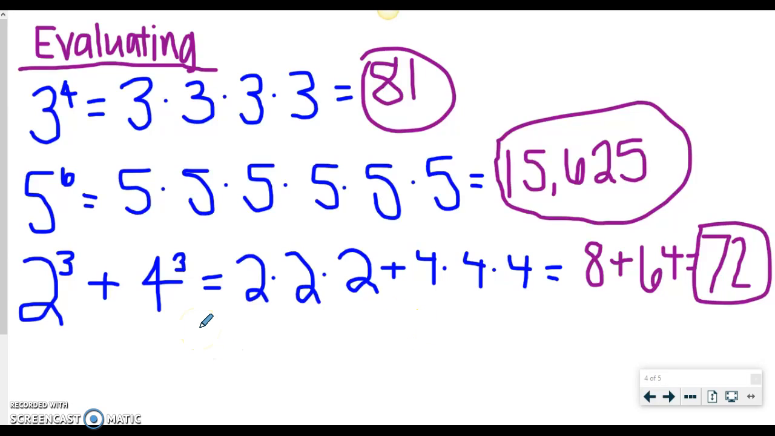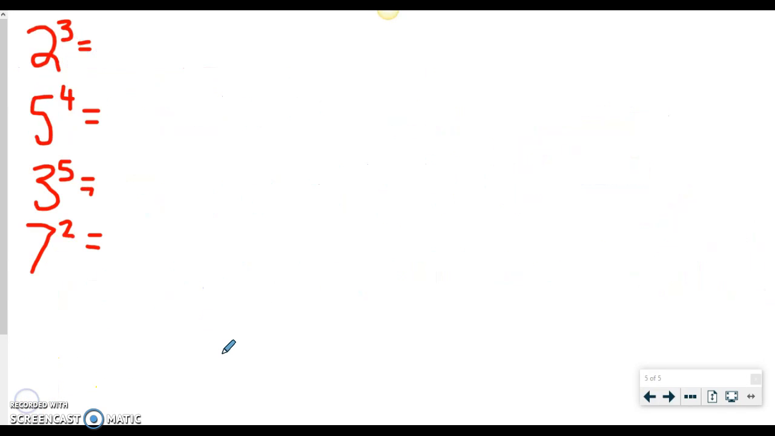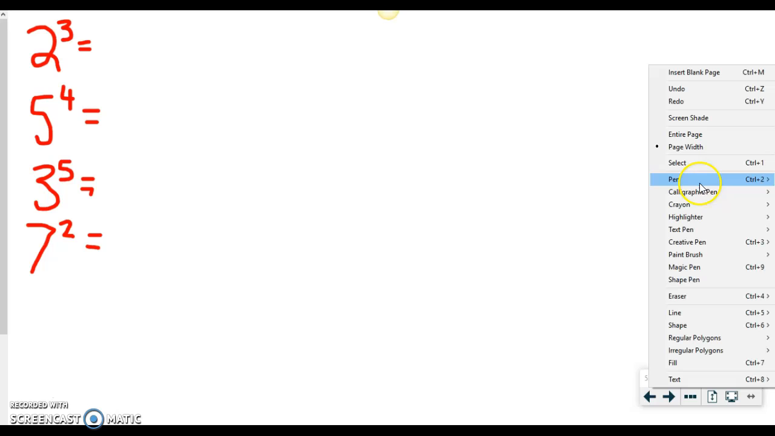Now on the next slide, I will call up a few students to do these example problems so you can understand how to evaluate numerical expressions with exponents. Okay, for this first example, who would like to come to the board and solve? Alright, just come right on up. When you come up, you can either pick a pen or a highlighter or a marker, whichever is your choice to solve the problem.